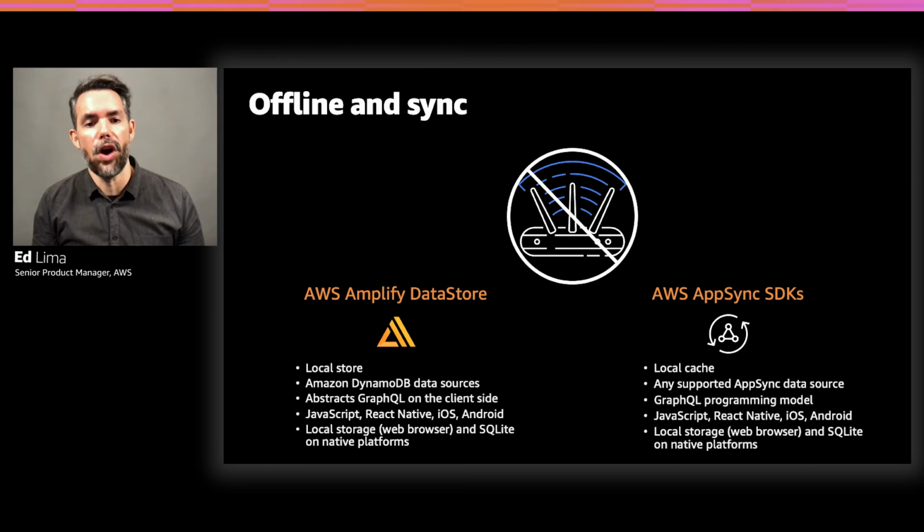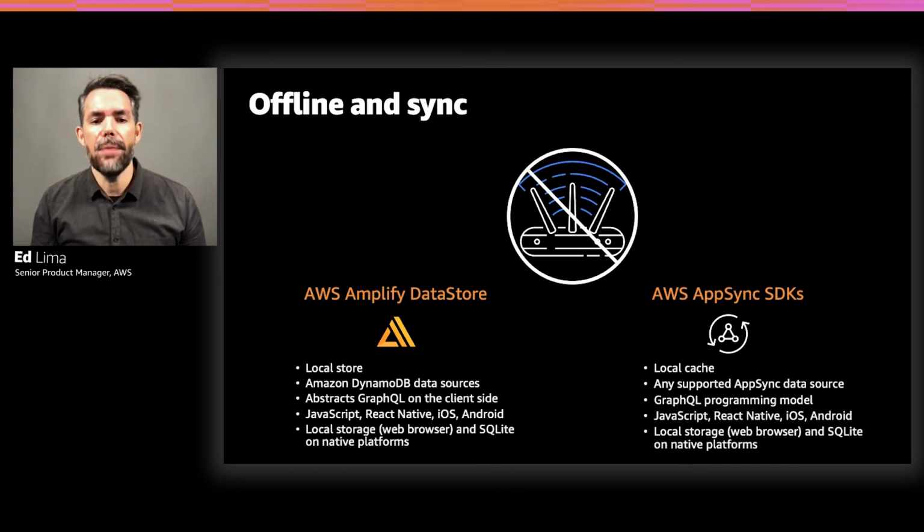AppSync provides two available options when it comes to clients: the Amplify DataStore and the AppSync SDKs. The DataStore is a queryable, local, on-device data store with a familiar local-first programming model that abstracts GraphQL on the client side, which means front-end developers don't even need to be familiar with GraphQL to get started. It supports JavaScript, React Native, iOS, and Android, leveraging different local storage technologies depending on the platform. The DataStore detects when the client is offline and automatically synchronizes data behind the scenes with DynamoDB backends via AppSync when the client comes back online. Since it's similar to a full-fledged local database, it's more powerful and flexible than a local cache.